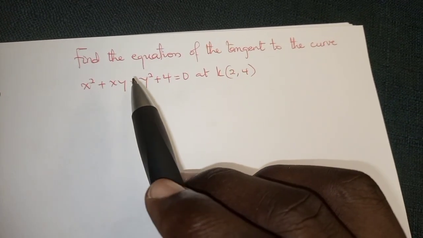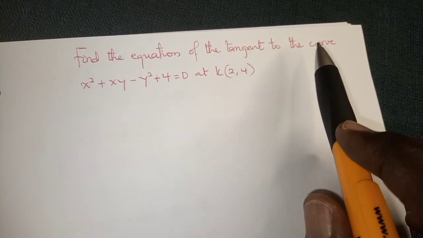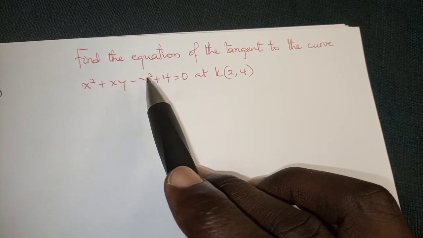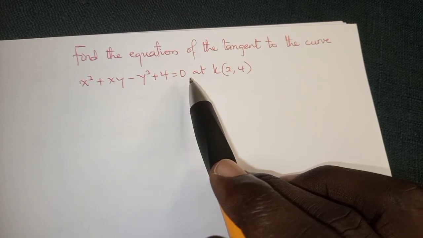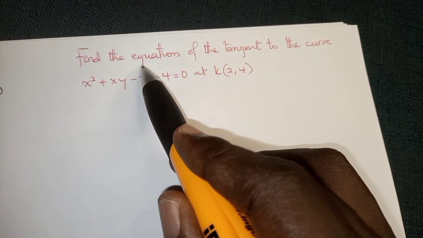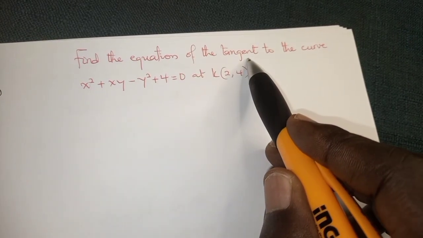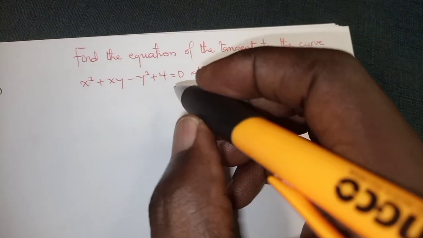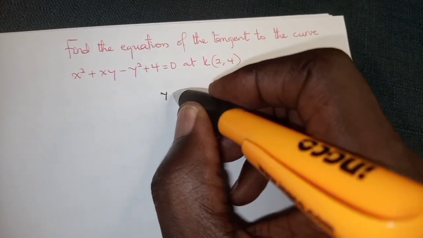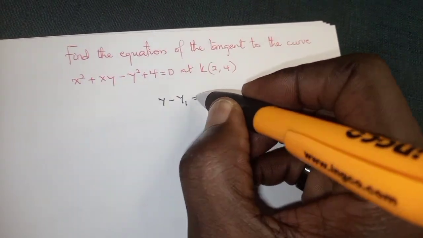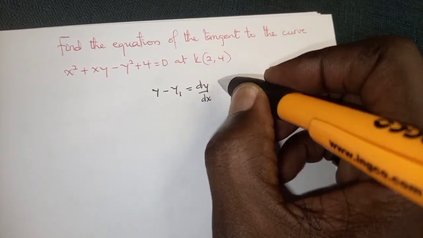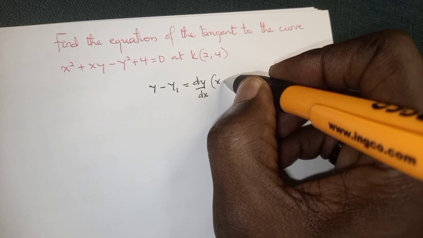Here we are to find the equation of the tangent to the curve x squared plus xy minus y squared plus 4 equals 0 at this point. First of all, we need to know that the equation of the tangent is given by the equation of a line. So you have y minus y1 equals the gradient of the line, which will be dy on dx, times x minus x1.